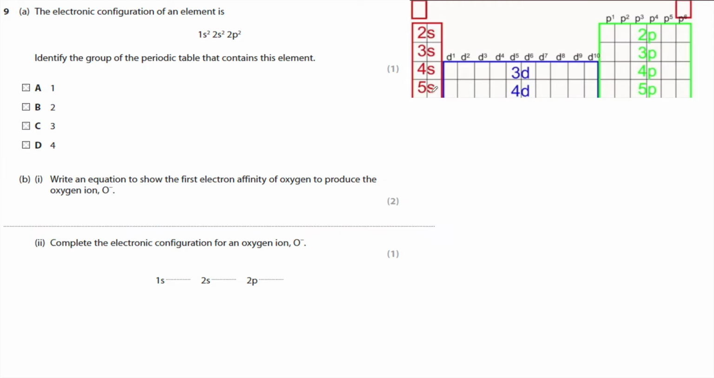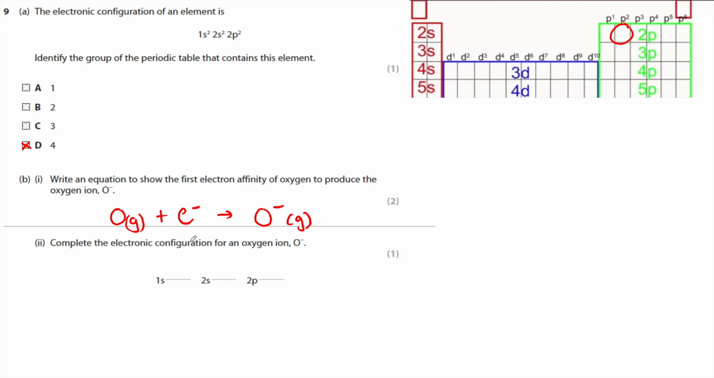So try and memorize. Write an equation to show the first electron affinity of oxygen to produce the oxygen ion O-. Remember, the first electron affinity is the energy released when 1 mole of oxygen atoms gains 1 electron to form a mole of oxygen ions. So we have an oxygen atom in a gaseous state gains 1 electron, producing an oxygen ion in the gaseous state.